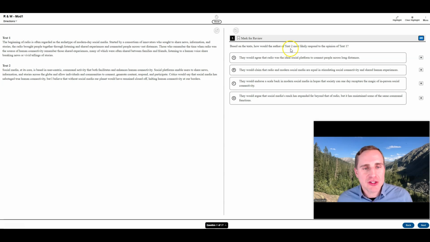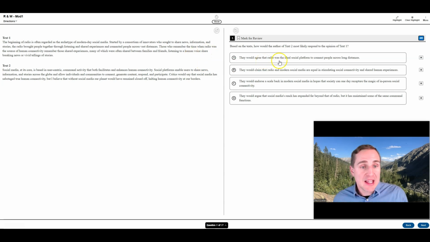So how would the text 2 author likely respond to the opinion of text 1? So remember, text 1 is all about radio beginning the idea of social media, and the connectivity was shared with a lot of people listening to the radio at the same time. Whereas text 2, it's still about connecting, but there are more ways to do it. It can be shared across the globe, and people can generate their own content, respond, participate, etc. Okay, so how would the text 2 author respond to the opinion of text 1?